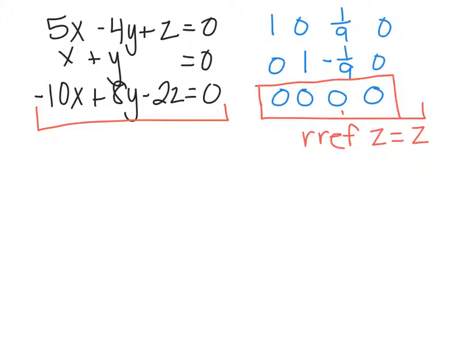So I'm going to rewrite the top. The first line would be x plus 1/9 z equals 0. The second line would be y minus 1/9 z equals 0. And we're going to say the last line, let z equal z.